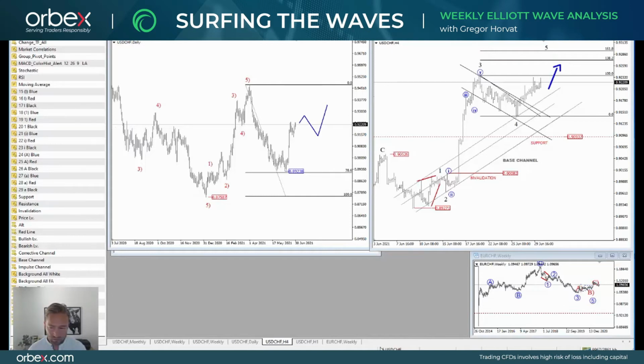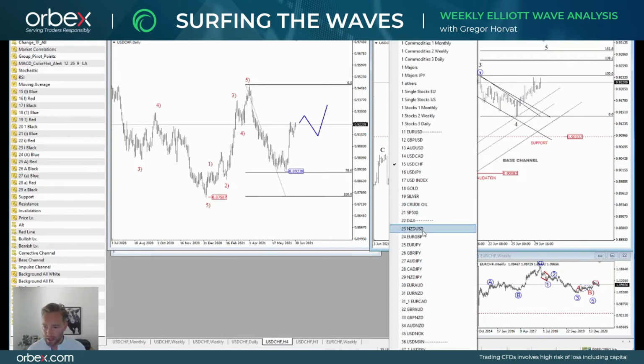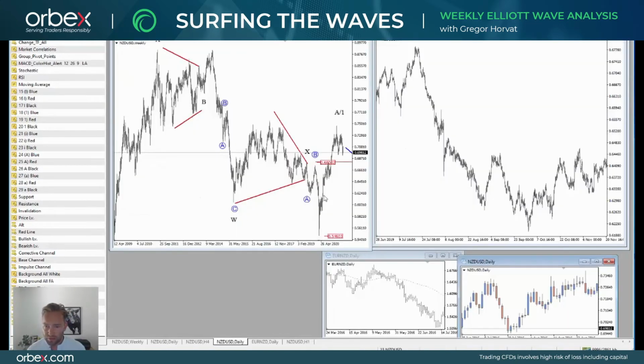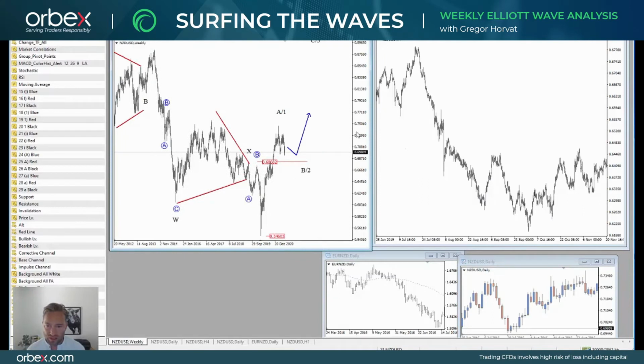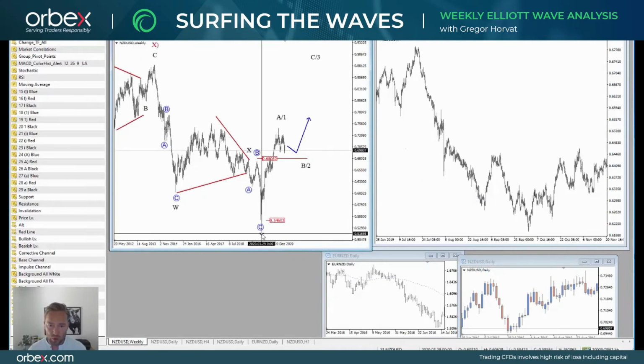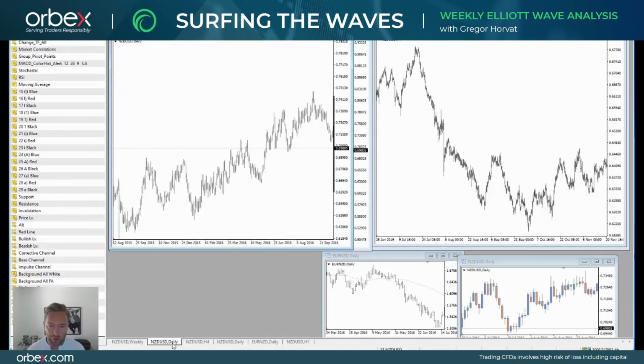Now let's take a look also at the New Zealand dollar against the US dollar first. We are clearly seeing a very strong reversal here away from last year's low. So as I said already on Aussie, I'm expecting more upside within this direction, especially after each three-wave retracement.